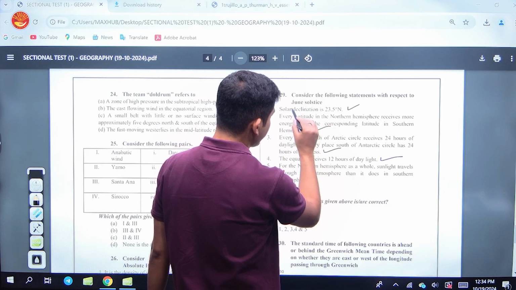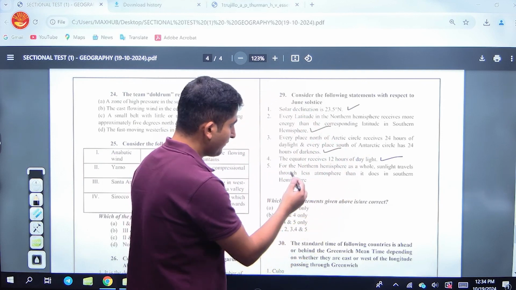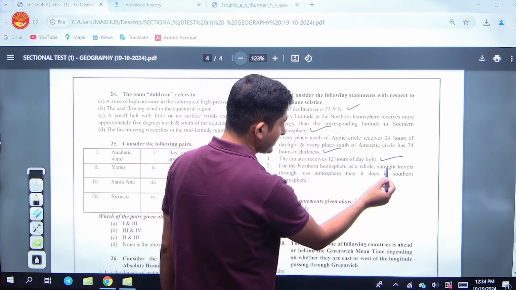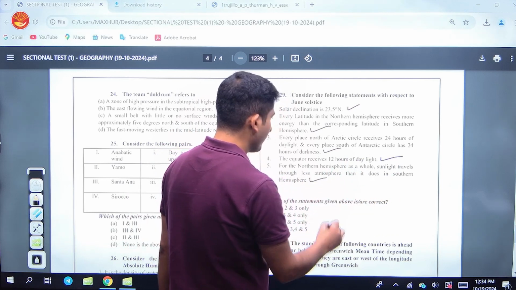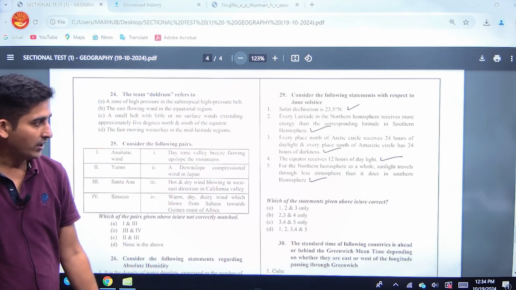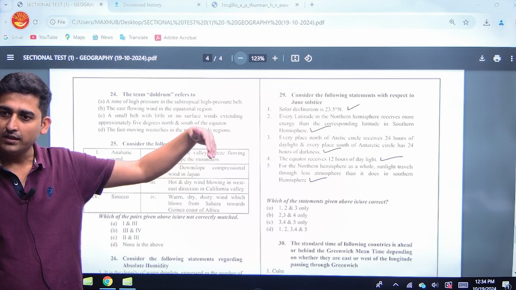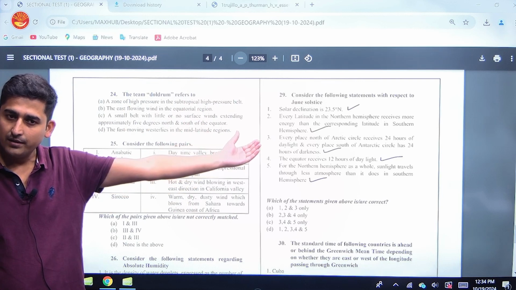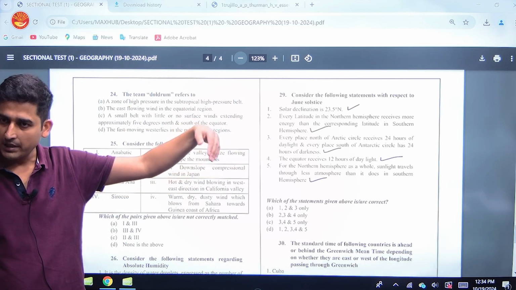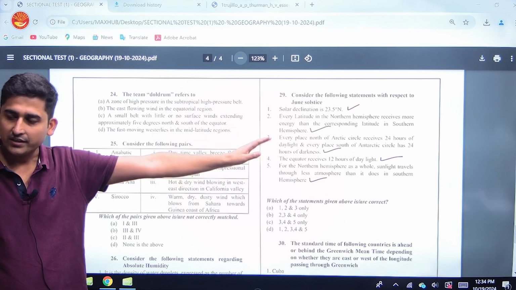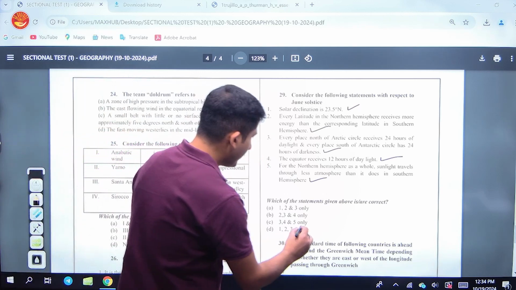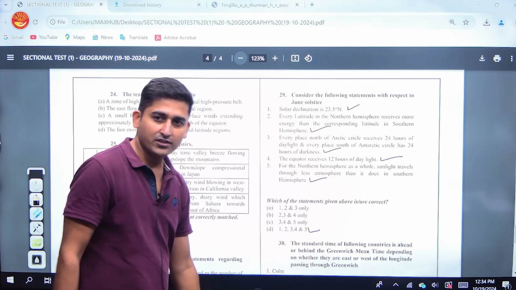Let us discuss December solstice first. For the northern hemisphere as a whole, sunlight travels through less atmosphere than it does in the southern hemisphere. Yes, it is true, because it is on the Tropic of Cancer and the northern hemisphere, so the solar rays have to travel the lesser distance for the northern hemisphere as a whole. So yes, 1, 2, 3, 4 and 5 are all correct. Option D is the correct fit.